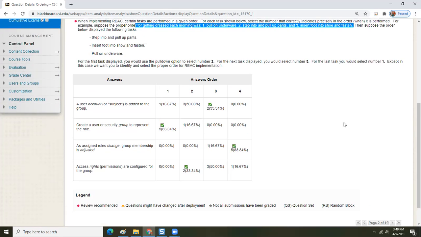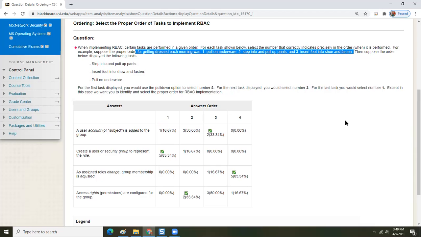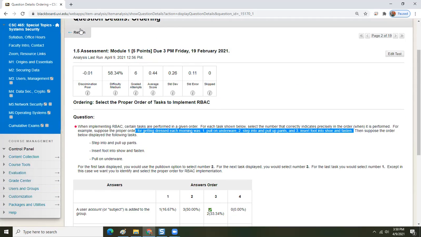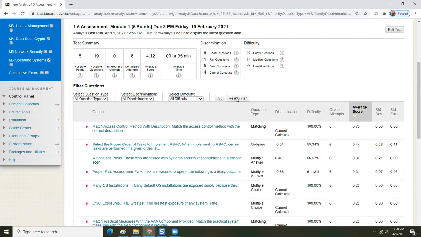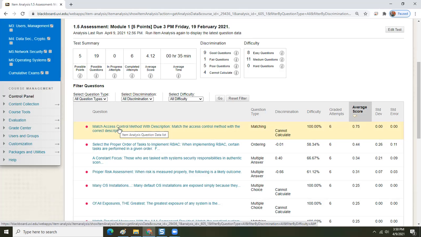Does anybody have any questions about the order of tasks to complete RBAC, either conceptually or on a system directly? Anyone? Going once, going twice. Does anyone want to see? All right, so everybody got this correct. So we don't really need to review this one.